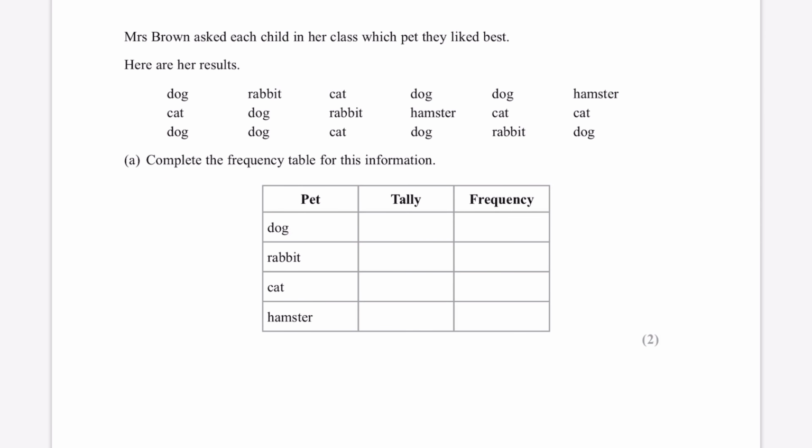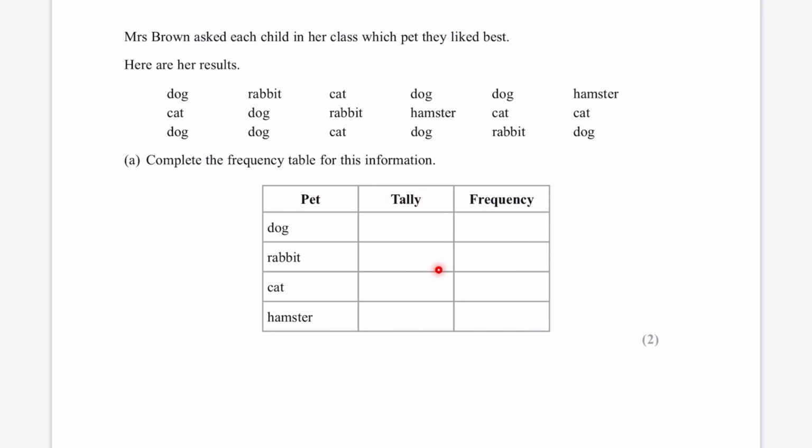Mrs. Brown asked each child in her class which pet they liked best. Here are her results. Complete the frequency table for this information. So in this frequency table, we have 3 columns. The first column is listing the pets.